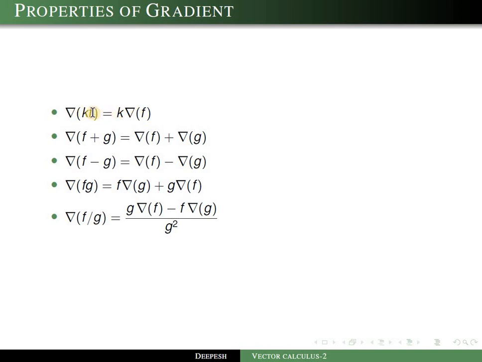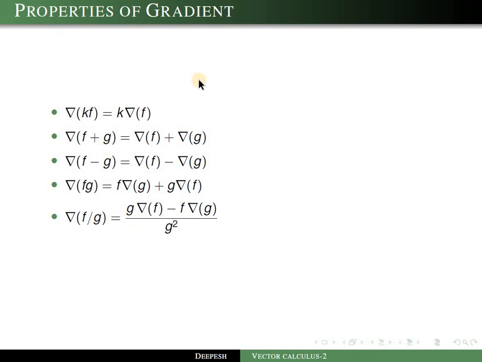Since gradient is nothing but partial derivatives, and partial derivatives satisfy all the laws of differentiation, you can see that del of kf, where k is a constant, is equal to k into del f. Del of f plus g or f minus g will be del f plus del g or del f minus del g. Del also satisfies the product rule, that is, del of fg is equal to f into del of g plus g into del of f. And the quotient rule is valid for g not equal to 0, that is, del of f by g is equal to g into del f minus f into del g, divided by g square. So these are some of the important properties of gradient.